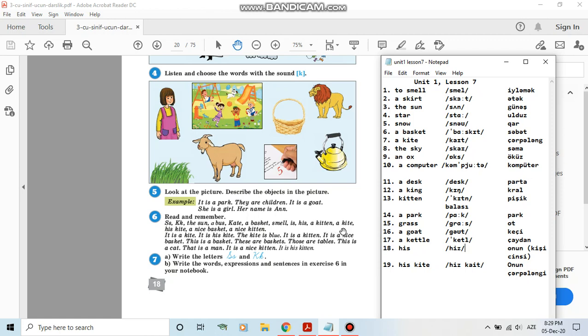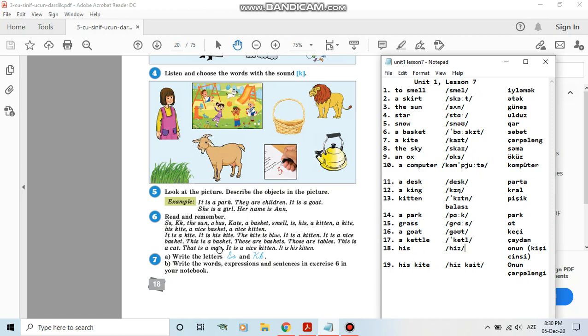A kite. Çərpələng. His kite. Onun çərpələngi. His kişi cinsində o deməkdir. A nice basket. Gözəl səbət. A nice kitten. Gözəl pişik balası. It's a kite. O çərpələngdir. It's his kite. O onun çərpələngidir. The kite is blue. Çərpələng mavi rəngdədir. It is a kitten. O pişik balasıdır. It's a nice basket. O gözəl səbətdir.